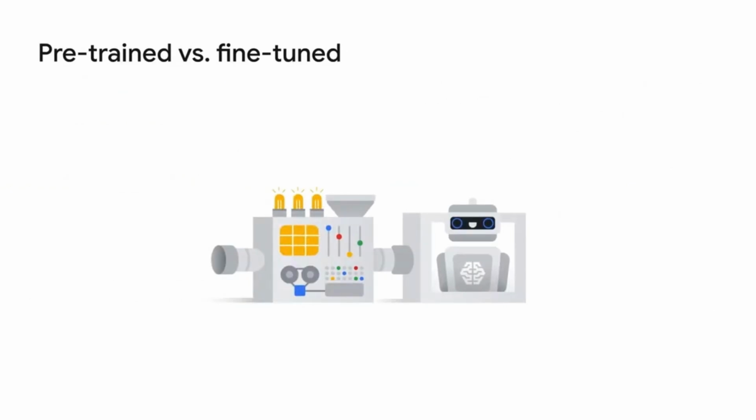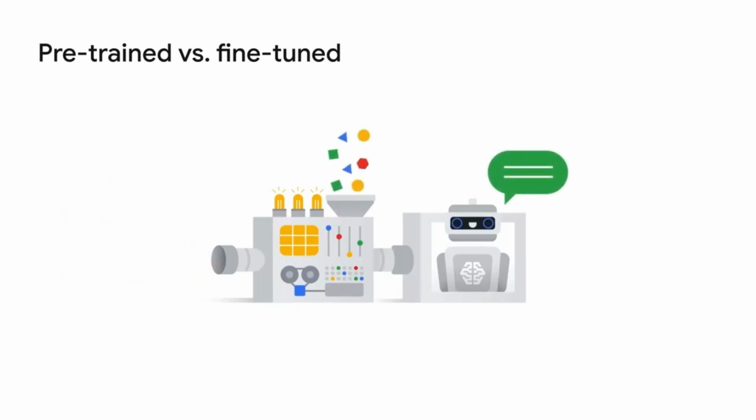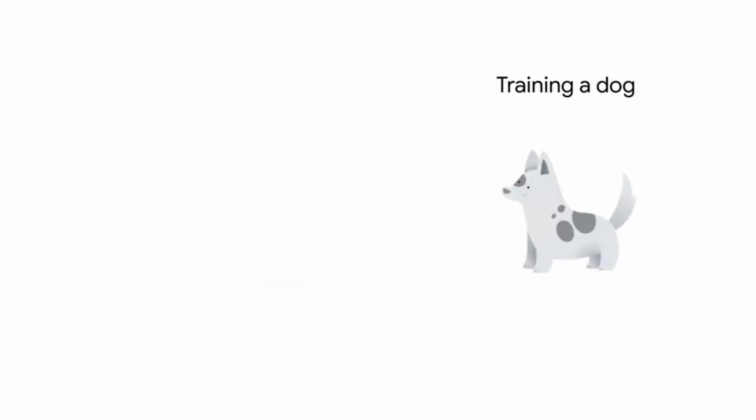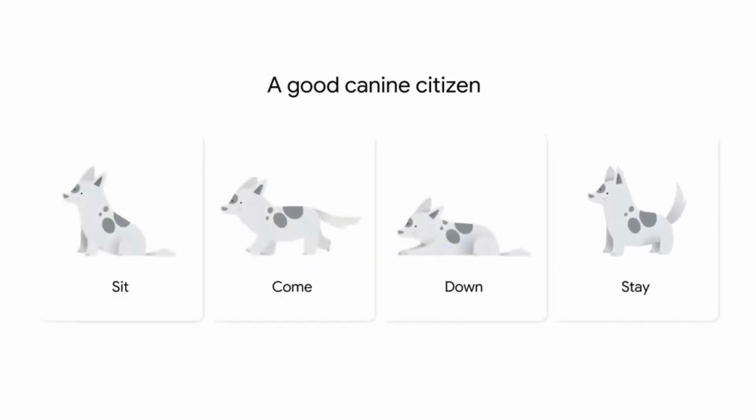This leads to the next point: pre-trained and fine-tuned, meaning to pre-train a foundation model for a general purpose with a large dataset, and then fine-tune it for specific aims with a much smaller dataset. Imagine training a dog. Often you train your dog basic commands such as sit, come, down, and stay. These commands are normally sufficient for general purposes in everyday life and help your dog become a good canine citizen.